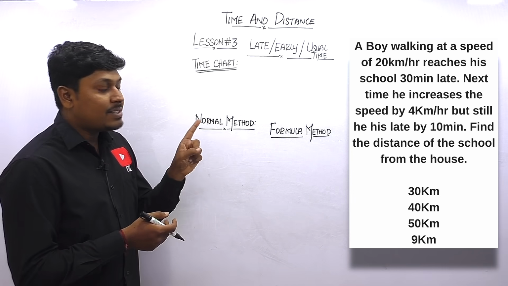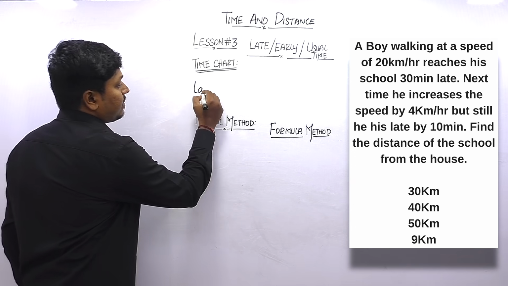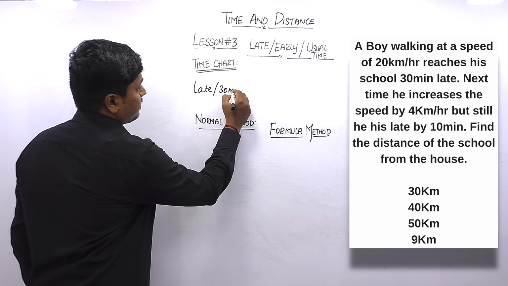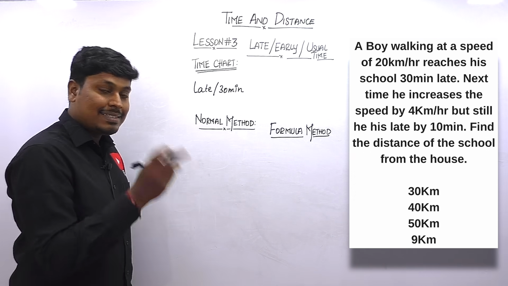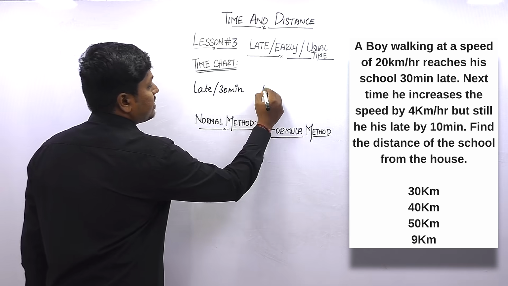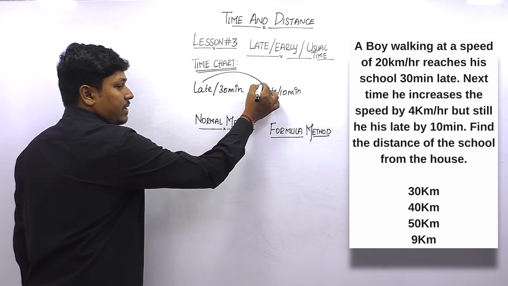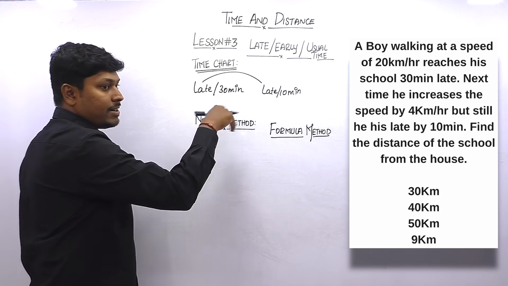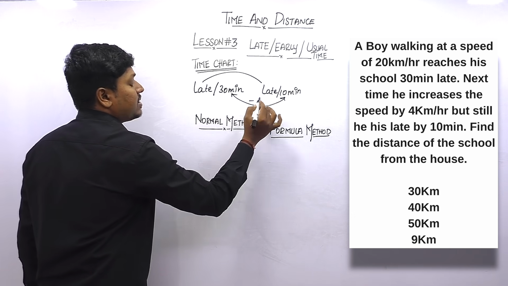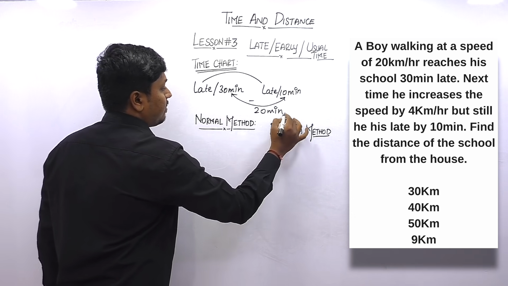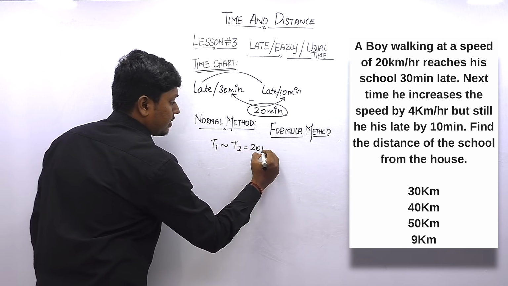Just see here, initially his speed is 20 km per hour and he is late by 30 minutes. So first, late 30 minutes. And the second time, even though he increased the speed by 4 km per hour, still he is late by 10 minutes. So again he is late by 10 minutes. This concept is called late and late. If it is late and early, we added in all the previous cases. Now it is late and late, so subtract both the minutes. Once you subtract, the time difference is 20 minutes. So we can say that time 1 minus time 2 will be 20 minutes.